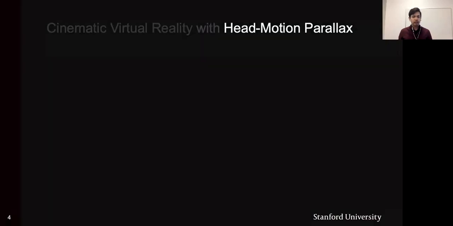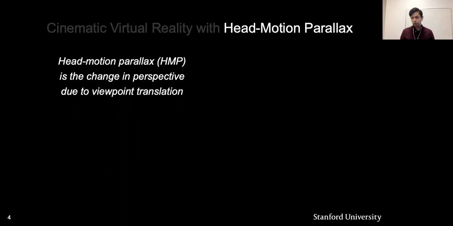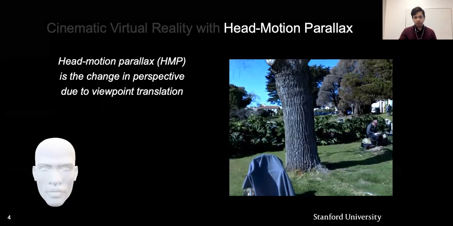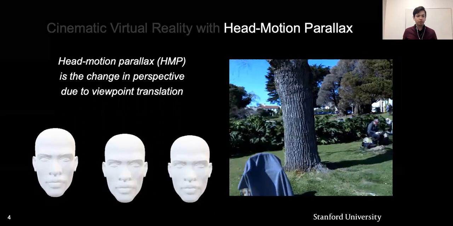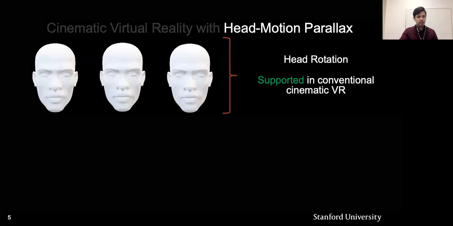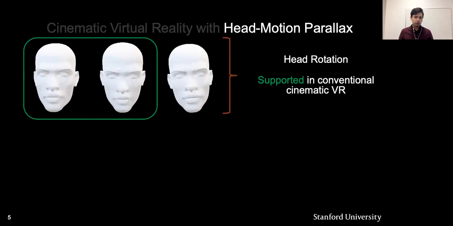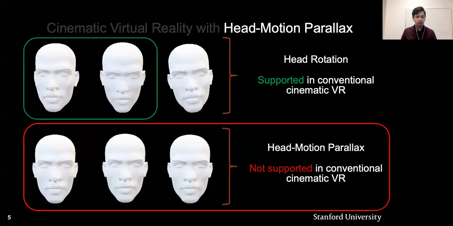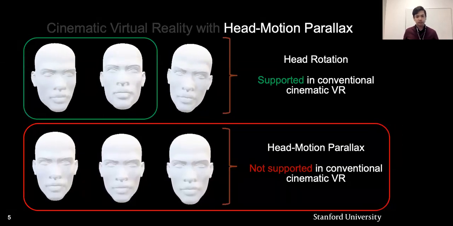Next, let's take a look at what head motion parallax means. Head motion parallax is the change in perspective due to viewpoint translation. And this could be either up or down or vertical motion, or it could be side to side or lateral head motion, or it could be back and forth, also called looming motion. Currently, cinematic VR only supports head rotation, and any head translation of the viewer is ignored, and therefore there's no support for head motion parallax in cinematic VR. And the goal of my work is to extend this support also for cinematic VR.